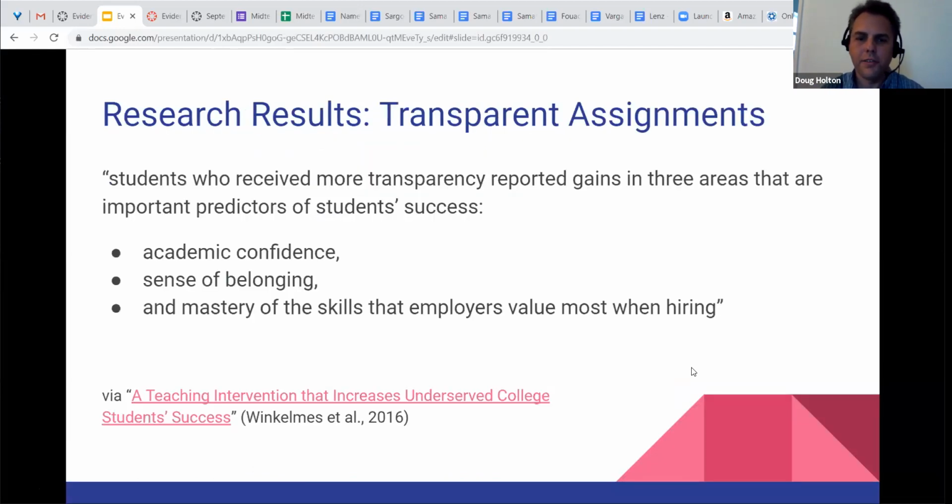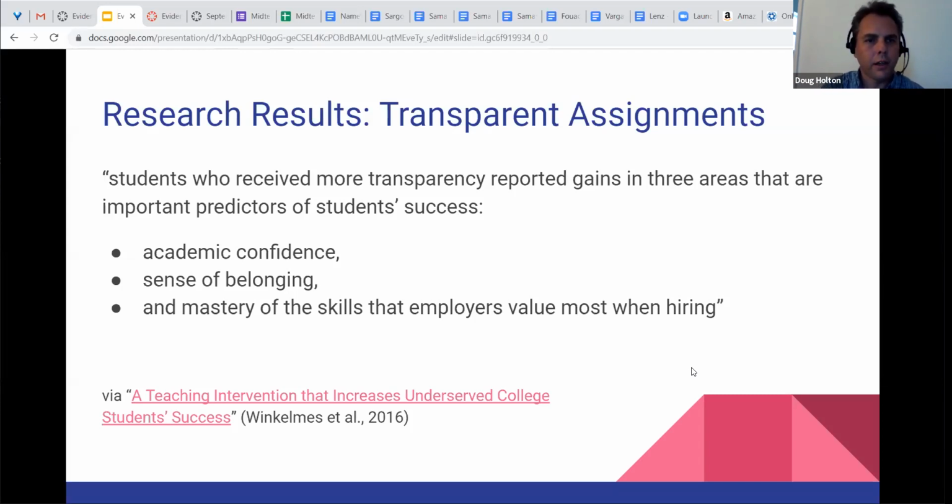The woman who created this technique and has researched it widely, with some large grants from the Institute of Education Sciences and so on, has found that when faculty redesign their assignments to use this transparency template, it's shown to improve student success, their academic confidence, their sense of belonging, and the mastery of the kinds of soft skills, as sometimes people call them, that employers value. Creativity, communication, and so on.